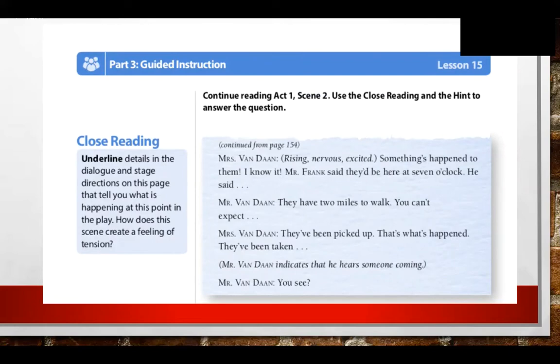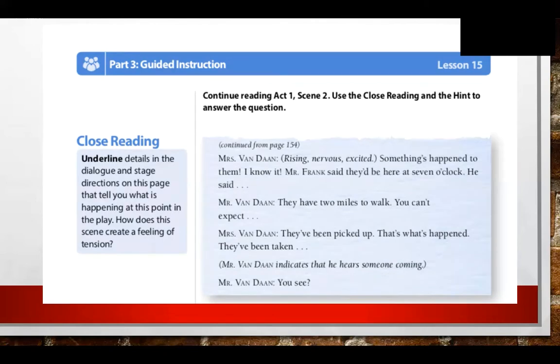Mrs. Van Daan, she's rising, she's nervous, she's excited. Something happened to them. I know it. Mr. Frank said they'd be here at 7 o'clock. He said, Mr. Van Daan speaking, they have 2 miles to walk. You can't expect. Mrs. Van Daan speaking, they've been picked up. That's what happened. They've been taken. Mr. Van Daan indicates he hears someone coming. Mr. Van Daan, you see?